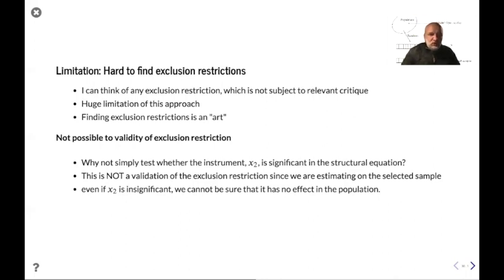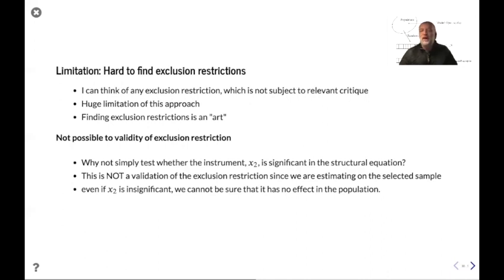Okay. And it's really a non-testable assumption, to test the validity of the exclusion restriction. While you can test through over-identification if you have many exclusion restrictions, usually we only have one. So then you might ask, why don't we just test whether the instrument x2 is significant in the structural equation? Then it has a direct effect on y if it's significant.